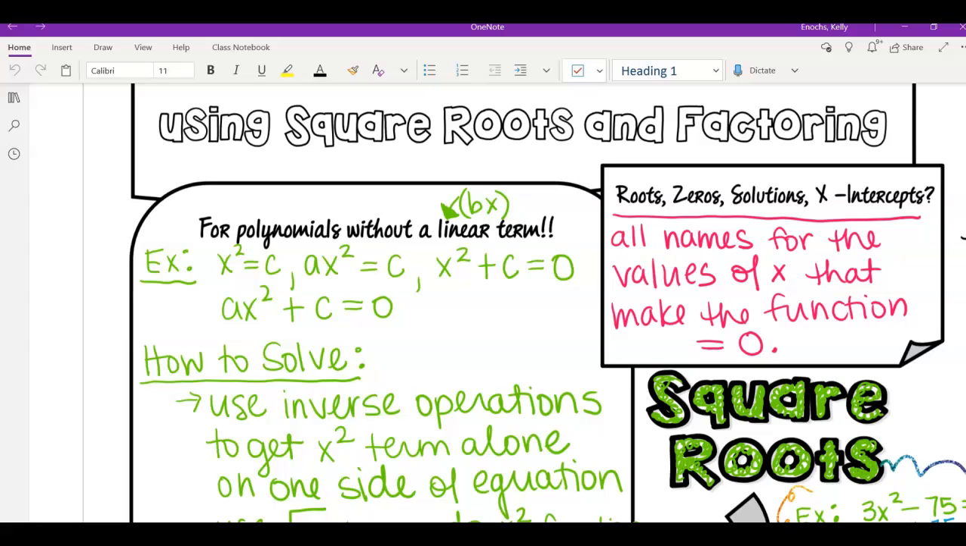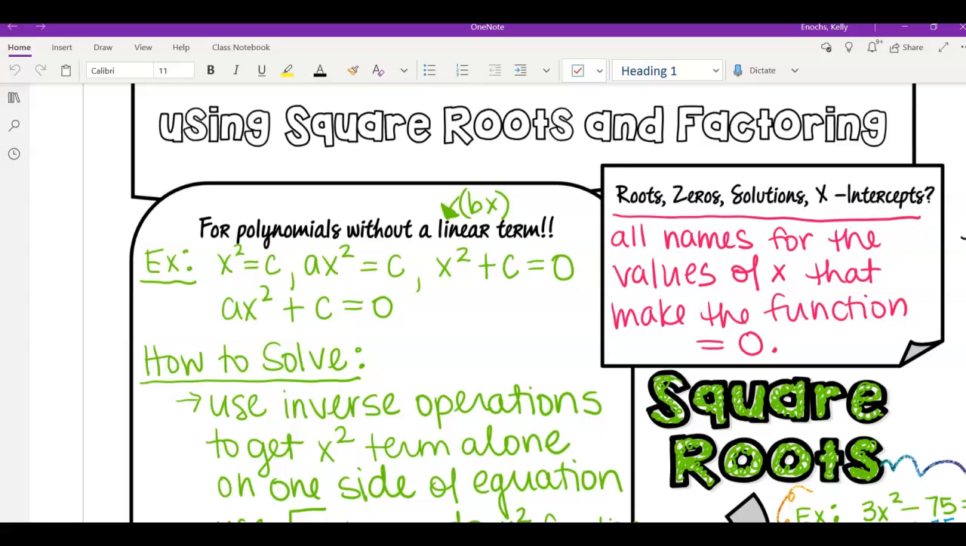Okay, so we're going to start with our first kind of solving, and that's going to be with square roots. This is going to be very easy for us. However, you need to know that you can only use square roots when you do not have a linear term. So you cannot have an x term. You have an x squared term, you have a number term, but you cannot have a middle x term. So that will be only for things that say x squared equals a number, a number x squared equals another number, a number x squared plus a number equals 0, or a number x squared plus another number equals 0. Notice that middle x term is missing in all of those.